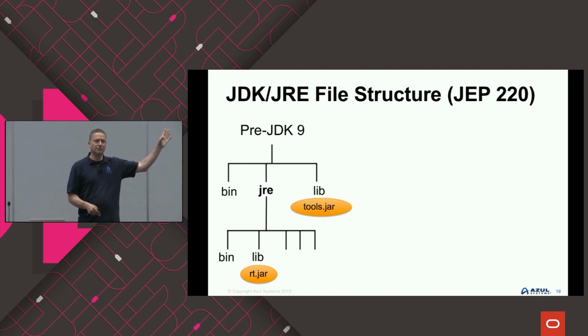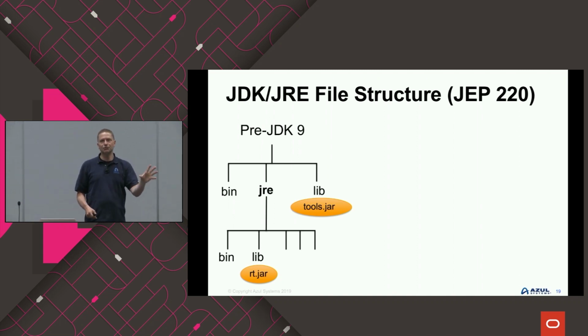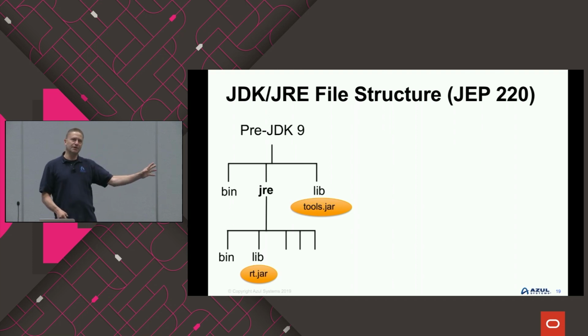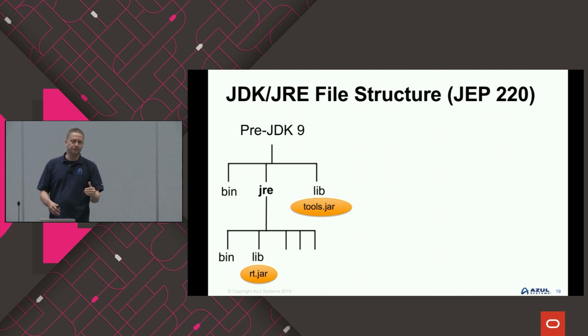We had a JDK, and within that, we had a bin directory. The bin directory had the Java executable and a few other things. We had a lib directory that had the tools.jar file, and then we had a separate subdirectory called JRE, the Java Runtime Environment. That had a bin directory, which had a copy of the Java runtime in it. So you actually got 2 copies of Java for the price of 1. And then you had lib, which had rt.jar.